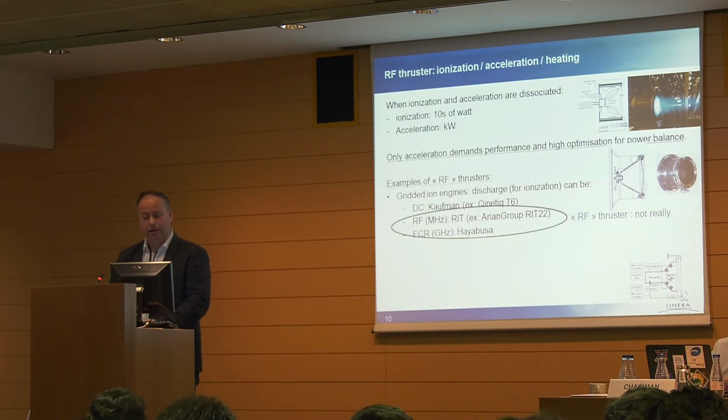So these are RF thrusters, but they're not really, in my sense, RF thrusters. That's not what I'm talking about, because here the RF is used only for the ionization, not the acceleration. The acceleration is still done by a DC voltage. So they are still gridded ion thrusters, but that's not really what I call RF thrusters.